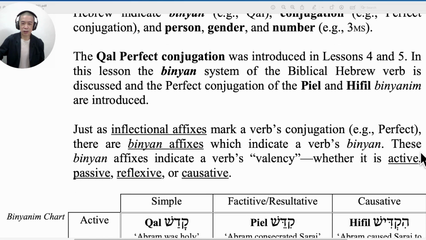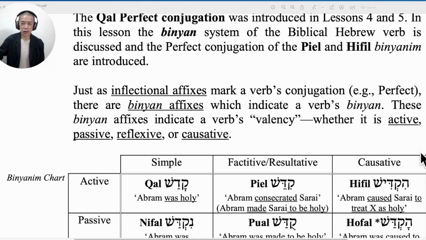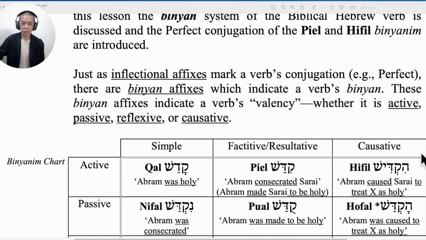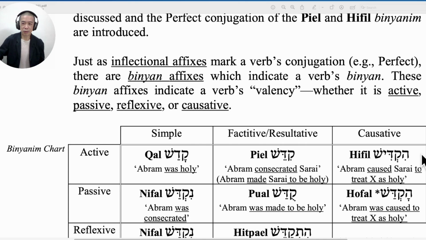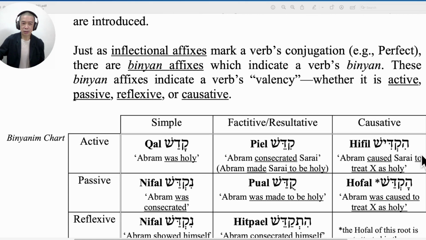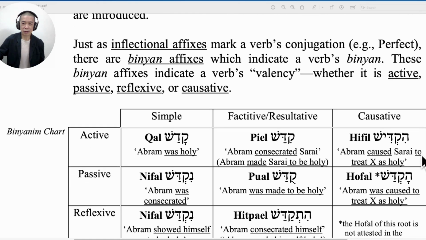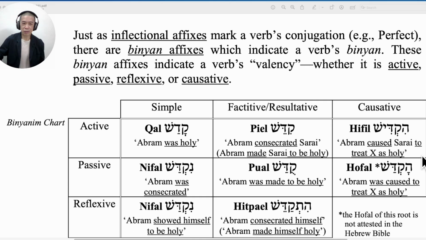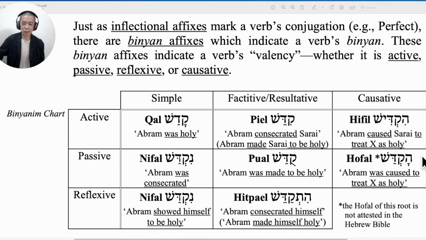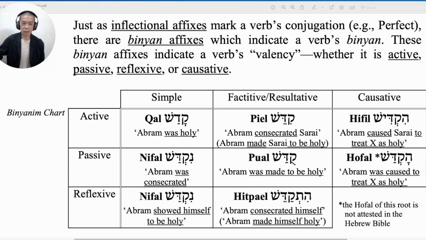So just as inflectional affixes mark a verb's conjugation, for instance, perfect, there are binyan affixes which indicate a verb's binyan. These binyan affixes indicate a verb's valency, whether it's active, passive, reflexive, or causative. Let's take a look at them. So this table shows the active, passive, and reflexive, simple, factitive, resultative, and causative forms of the binyan.